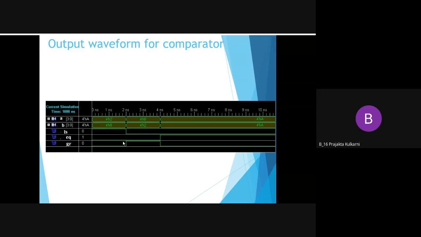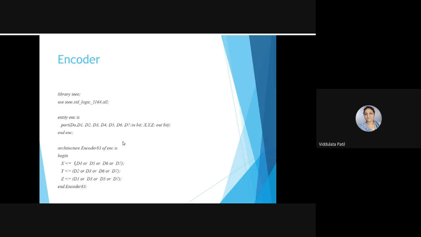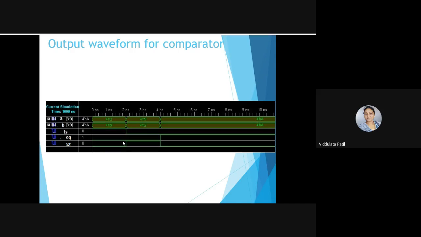Yes, ma'am. Okay, so let us proceed and go for another circuitry, that is the encoder. First of all, now you write code for 8 to 3 encoder. That means we will have an encoder which has 8 inputs and 3-bit output. So write a VHDL code for 8 to 3 encoder.